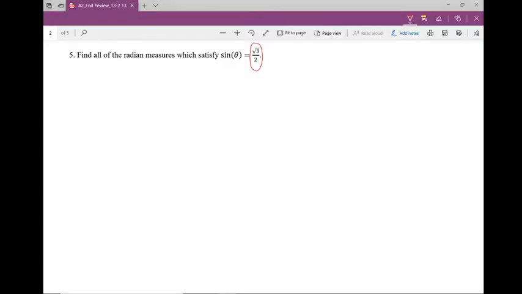All right, let's attempt the very last question, number 5. It reads, find all of the radian measures which satisfy sine theta equals square root 3 over 2. Now that number looks very familiar to us, and that's because it's going to come from us using the special right triangles. And so there are 2 steps to this question.